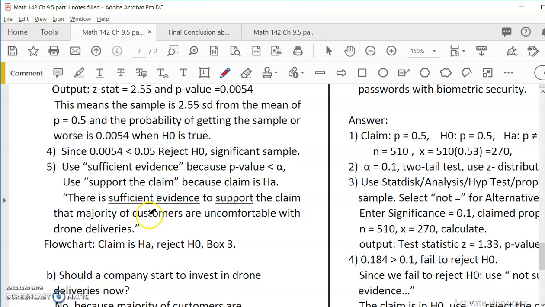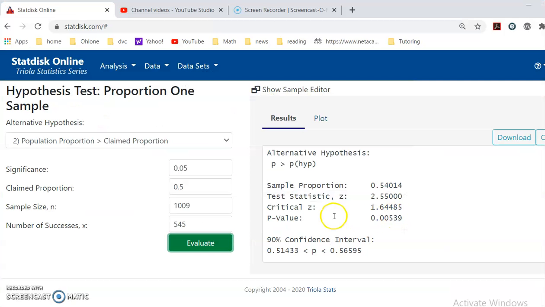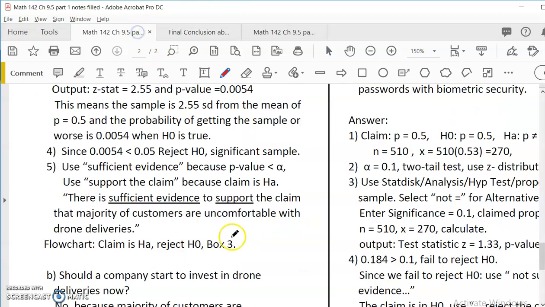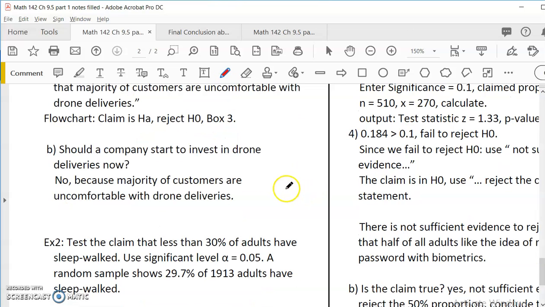We can also use the flowchart. Right now I'm just using the fact that whenever I have a low p-value, I use sufficient evidence, and whenever I have HA, I use the term support. It's not 100% that you support, but I use the word support. So: sufficient evidence to support. You can also use the flowchart: my claim is the alternative hypothesis, so I look at this box, I look at 3 and 4. I reject the null hypothesis, so I say the sample data support the claim. So this is box number 3. You can use the flowchart or you can just analyze your results.